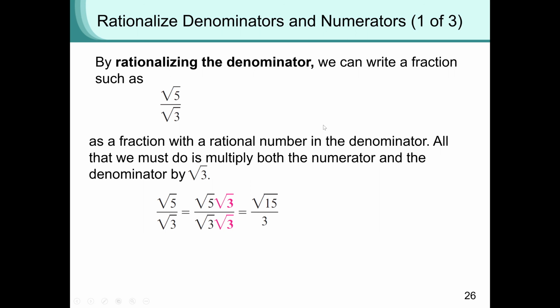Rationalizing the denominator, the goal is to remove the radical sign from the denominator. Rationalizing the numerator means the goal is to remove the radical signs from the numerator.